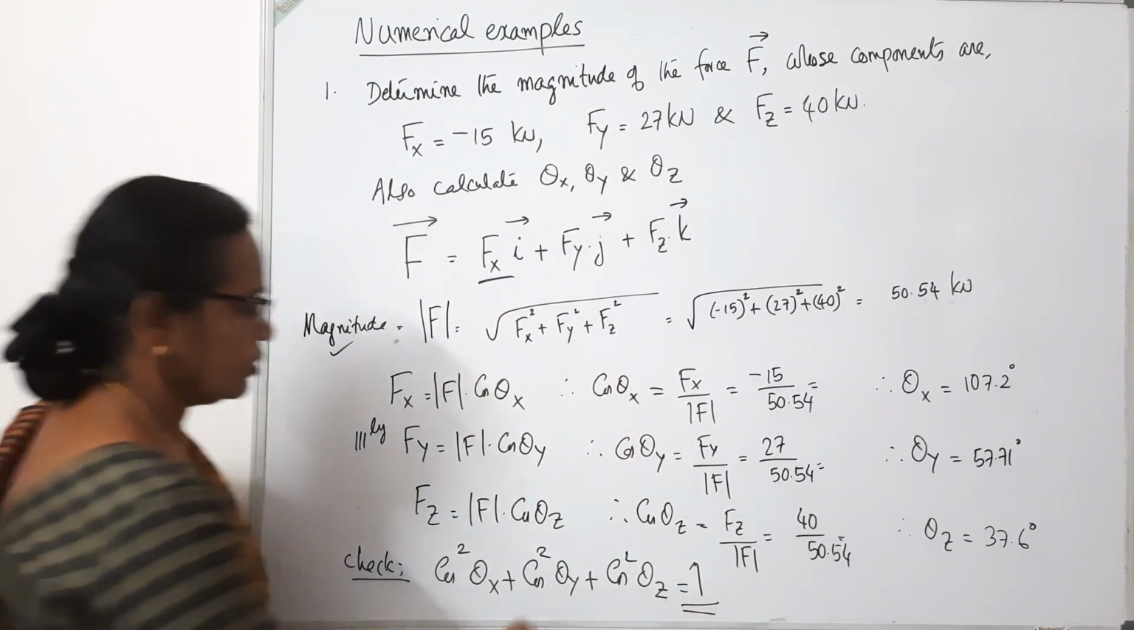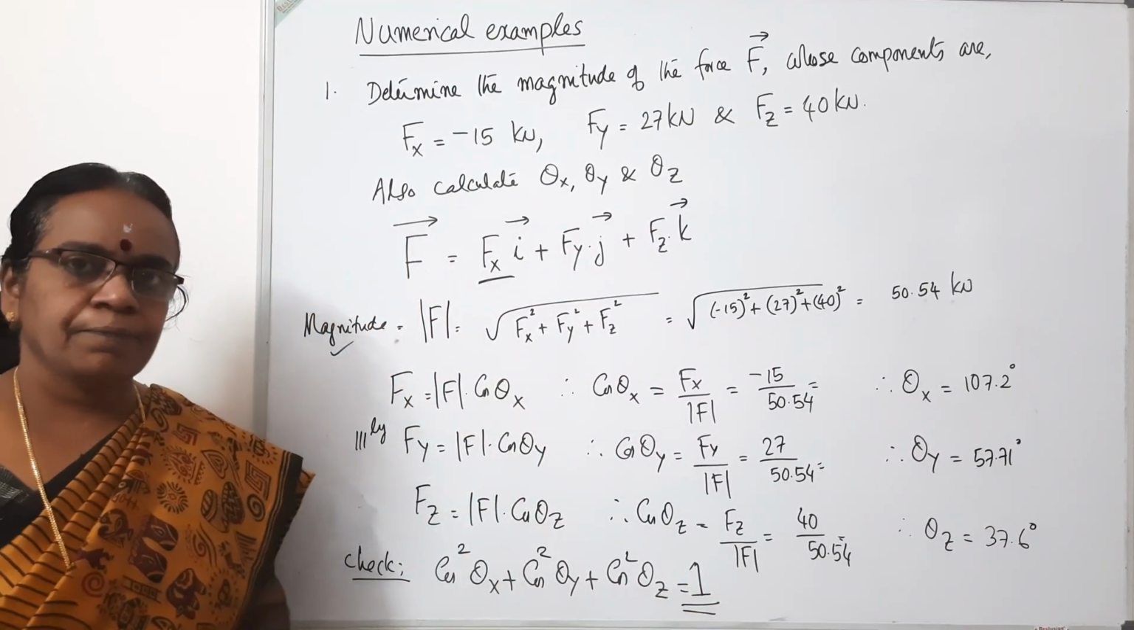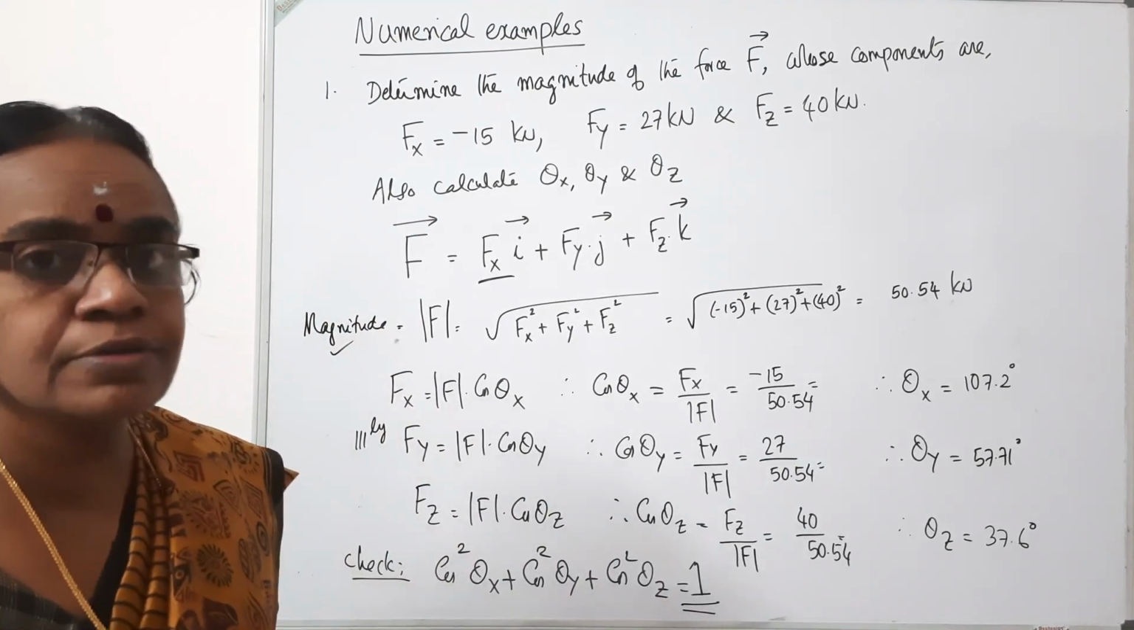So that's a check on your answer. Cos square theta x plus cos square theta y plus cos square theta z is equal to 1. Such simple questions we can get for 3 marks in part A.